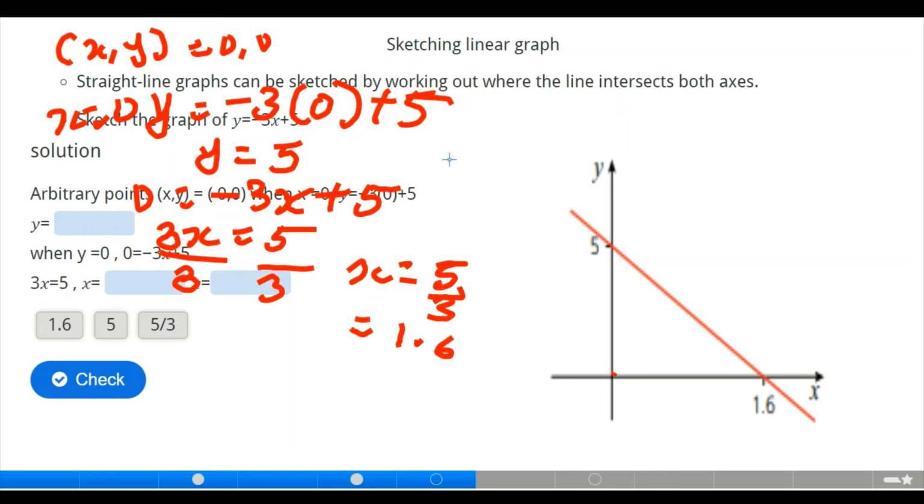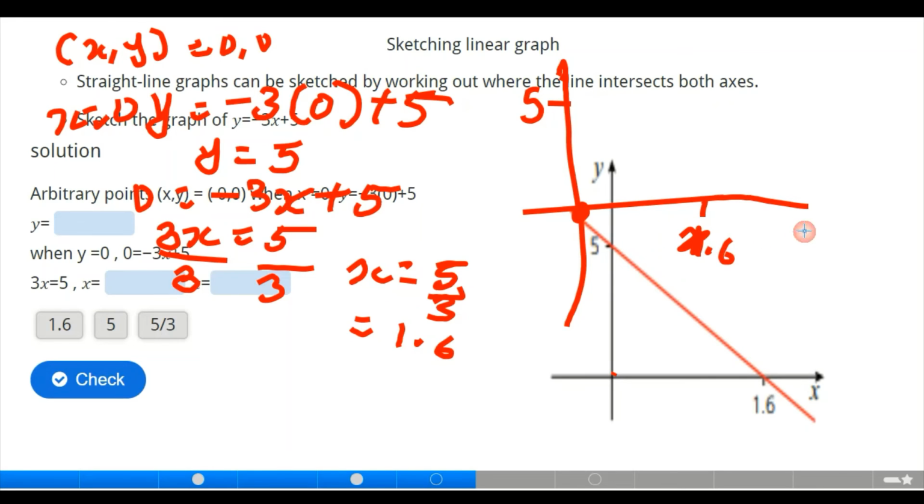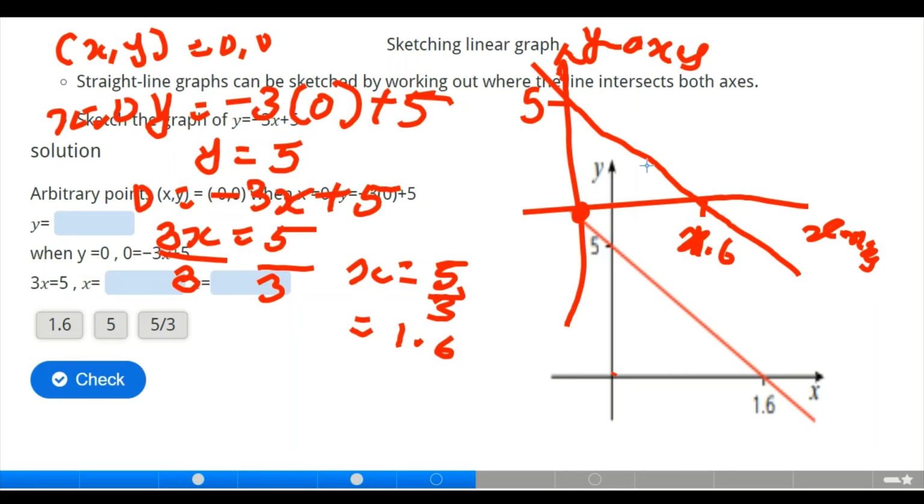Okay. So if you want to sketch this graph now, we can have our y-axis and our x-axis. We are told that when x is 0, y is 5. The next one is when y is 0, x is 1.6. This is our x-axis, and this is our y-axis. So we sketch a straight line to meet the points, and that is how we sketch a straight line graph.